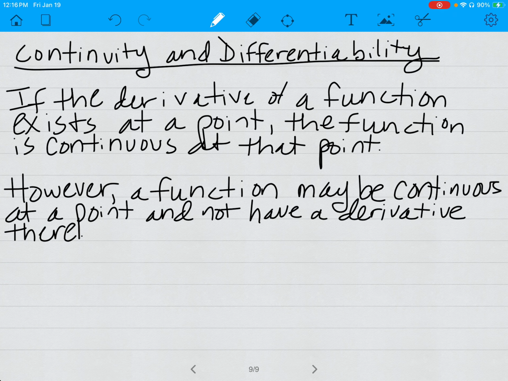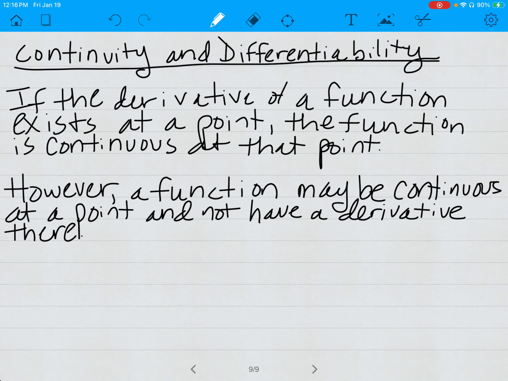However, a function may be continuous at a point and not have a derivative there. So just because a function is continuous does not imply that a derivative exists at that point. If the derivative exists, the function is continuous. If the function is continuous, a derivative still may or may not exist.